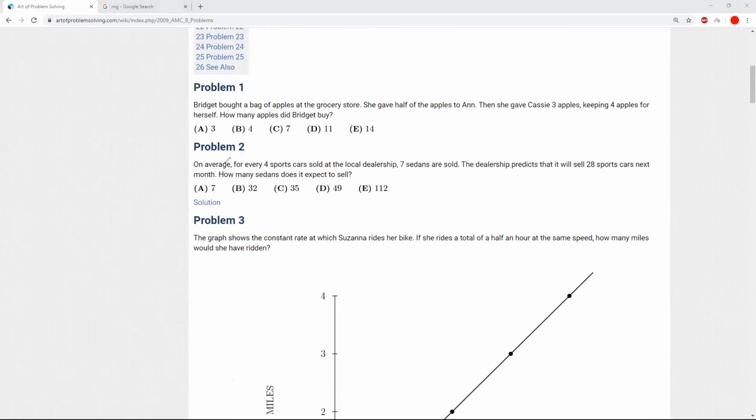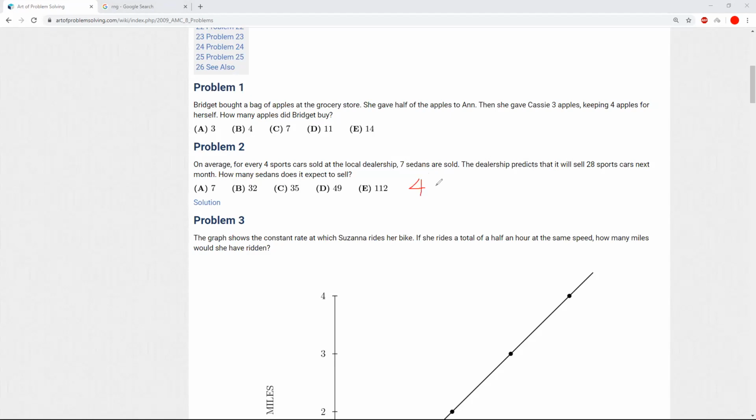This one, you should be able to comfortably solve. On average, for every 4 sports cars sold at a local dealership, 7 sedans are sold. The dealership predicts that it will sell 28 sports cars next month. How many sedans does it expect to sell? So this is just a basic proportions question. You should learn this in school.